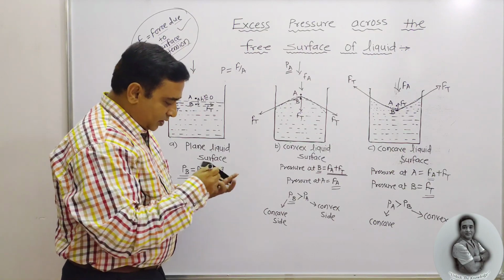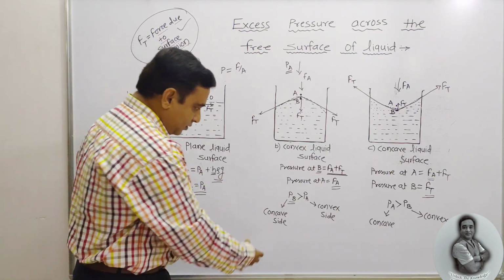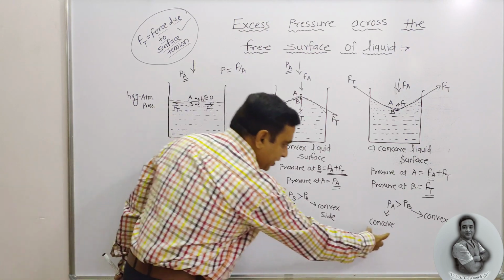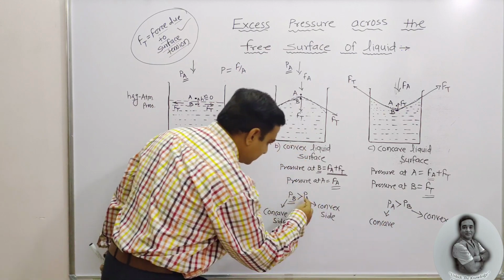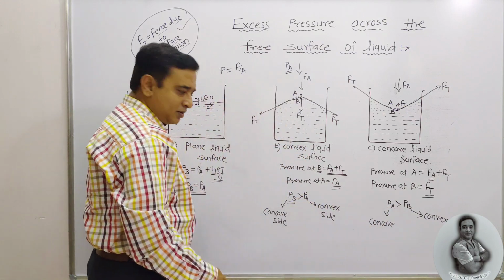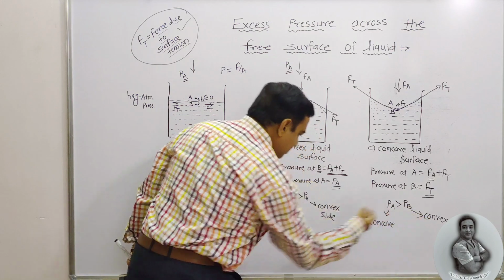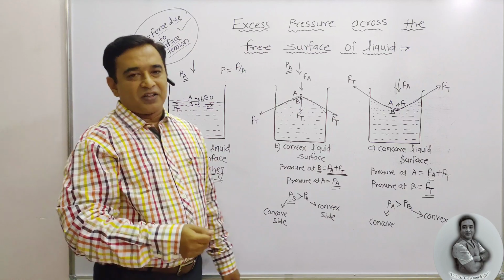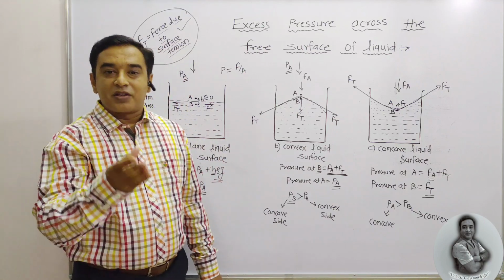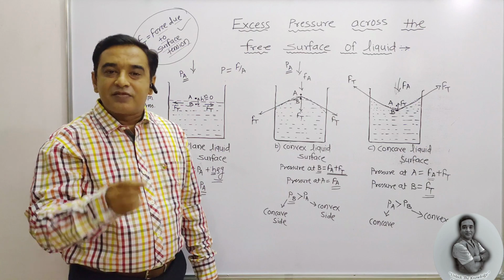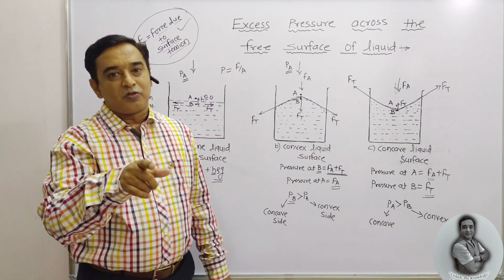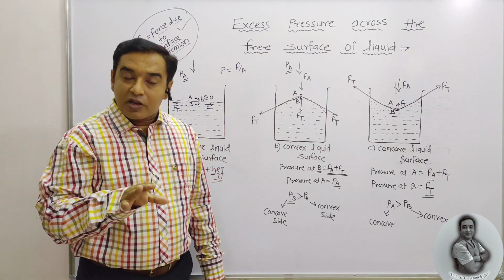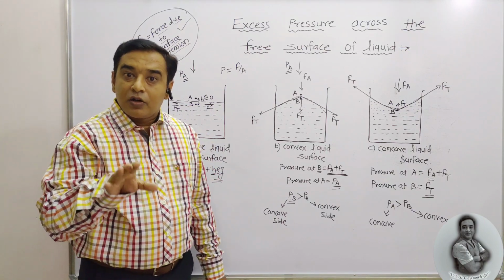Here, if we observe, concave: pressure is greater. Convex: pressure is less. Hence the conclusion is this one. Pressure at the concave side is greater as compared to the pressure at the convex side. Pressure at a plane surface is equal on both sides.